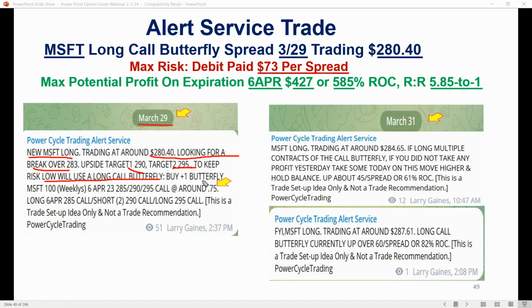So here it was. Here's buy the butterfly, the 6 April series, the 285, 290, 295, $5 wide. Look at that cost, 75 bucks, right? So that's your total risk. If everything went wrong, you'd be losing $75. Okay, so here's where it ended up now on the 31st. It was now trading up about $45 per spread, and then went up more and more and more as we got closer to expiration. So this was a butterfly. Let's take a look.